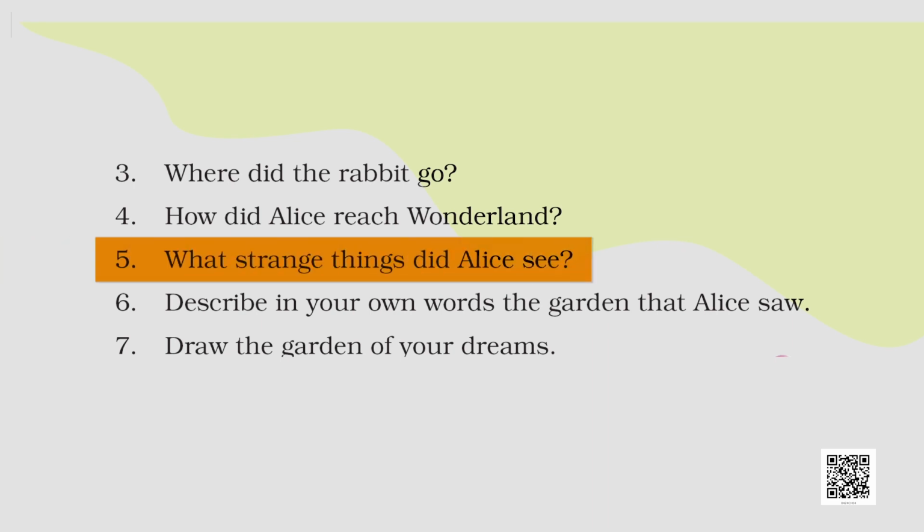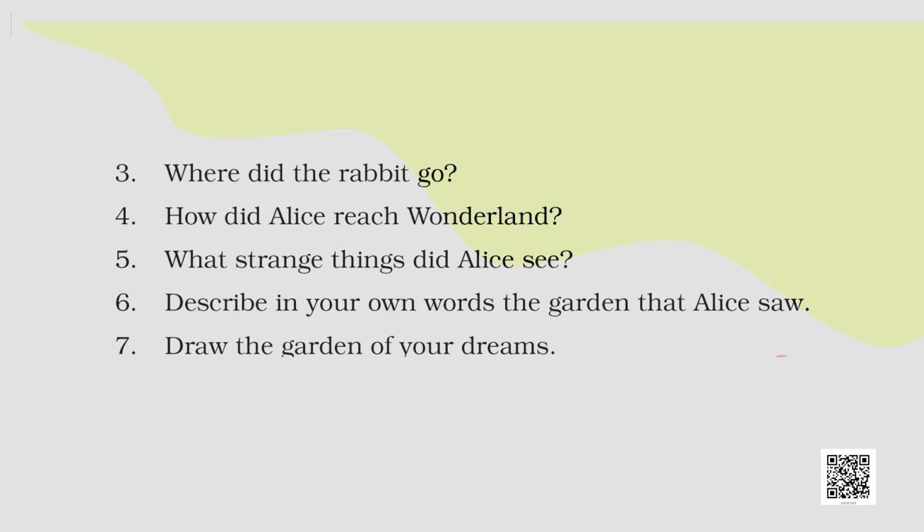Question number 5. What strange things did Alice see? Think of the things that she saw around. Yes, she saw a tiny door. She found a golden key nearby. When she opened the door with the golden key, she found a lovely garden.